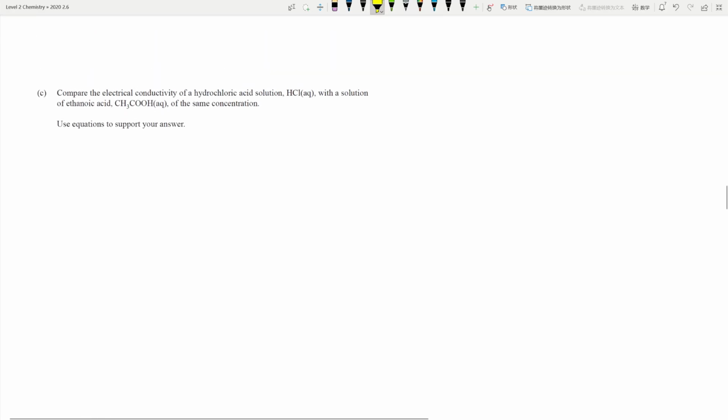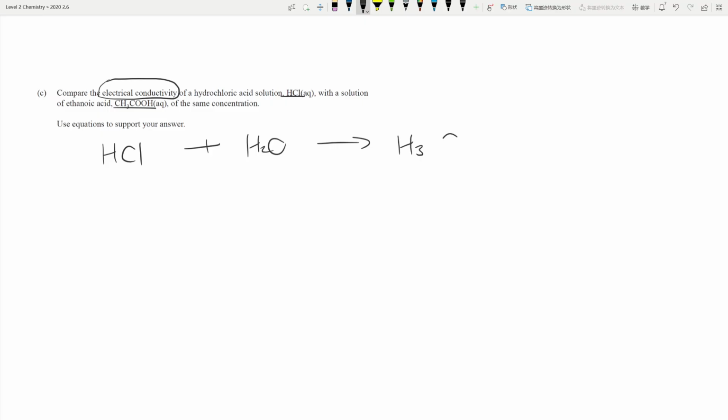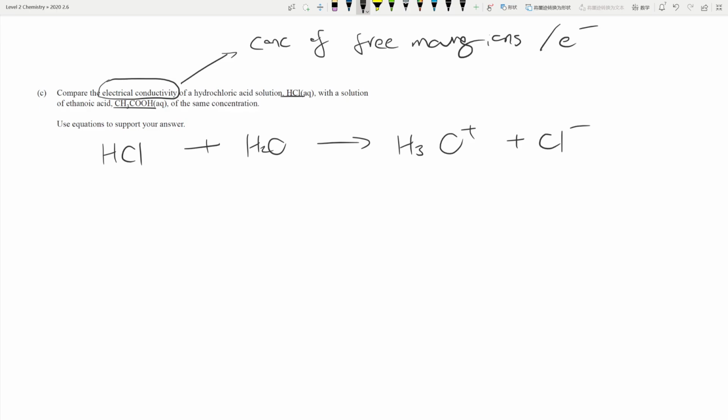Compare the electrical conductivity of HCl and CH3COOH. Okay, so this is conductivity, this is pH and electrical conductivity. These are the two major excellence questions. So you just need to remember HCl completely dissociates in water, because conductivity depends on the concentration of free moving ions or electrons, and we're not dealing with free moving electrons here. We're dealing with free moving ions.